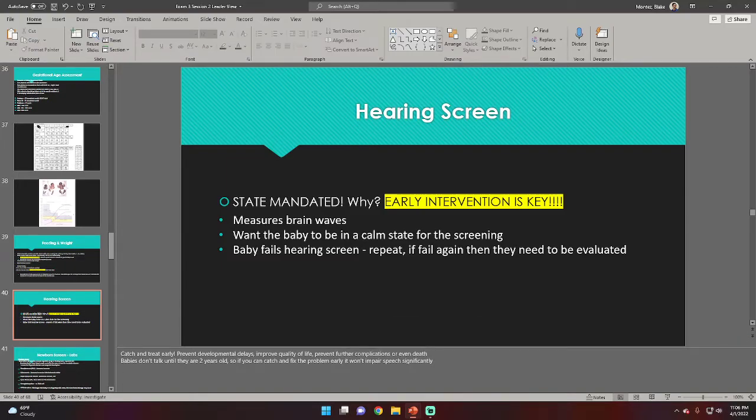Babies don't talk until they're 2 years old, so if you can catch and fix the problem of not being able to hear, this will very much help their speech significantly.